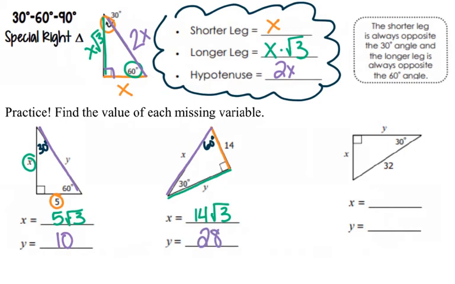Now on the last one, I know that this is 60 degrees. This one's a little bit different because I don't know what my short side is. The only thing I know is my hypotenuse. Remember that your hypotenuse is twice as long as your shorter side. So if the hypotenuse is 32, if I divide that by 2, I get my short side 16. My longer side, this right here, is whatever I got for the short side times the square root of 3. So that's how I got those values.